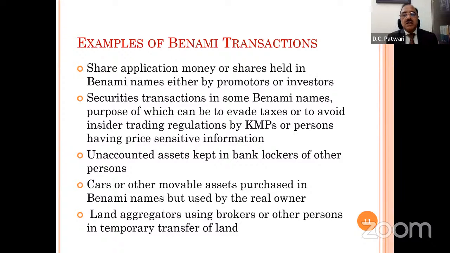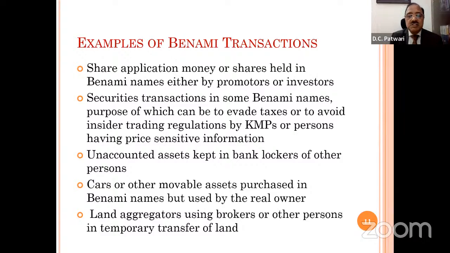Securities transactions in some Benami names, the purpose of which can be to avoid taxes or to avoid insider trading regulation by key management personnel or the person having price sensitive information. As I mentioned earlier, certain persons who have price sensitive information in their possession are barred from trading in the securities market. But then they do that in some other people's name. That can fall in the category of Benami transaction. The other purpose could be to evade taxes. If it is done in Benami names, fictitious names, then that will be again in that category.